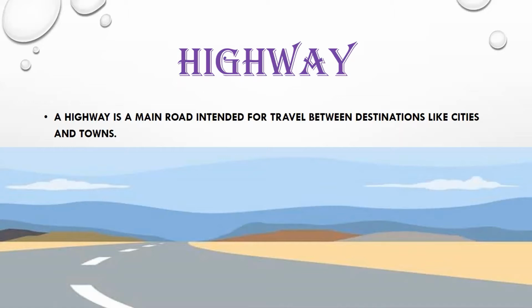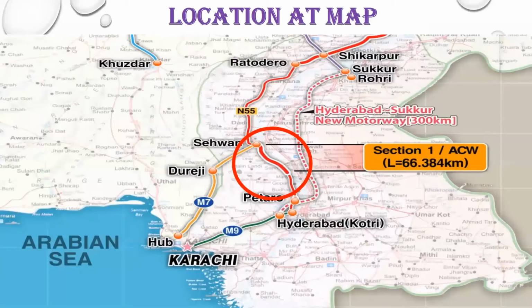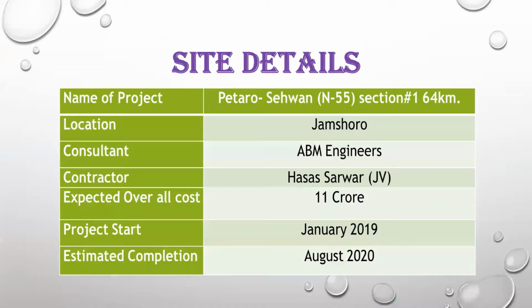Maybe the destinations between the cities and between the towns. So obviously it is used for heavy vehicles and light vehicles as well. So I am moving towards the location of the map from where we have collected the soil. You can see over here.